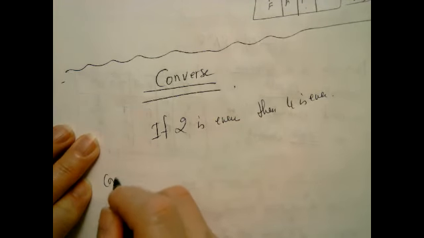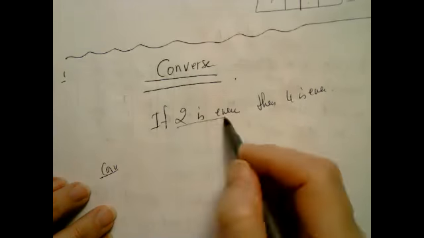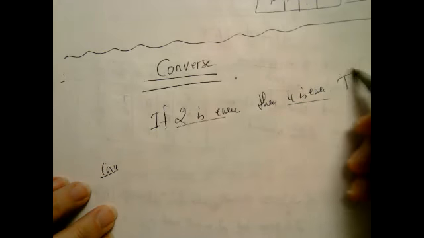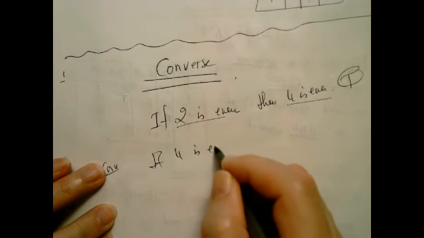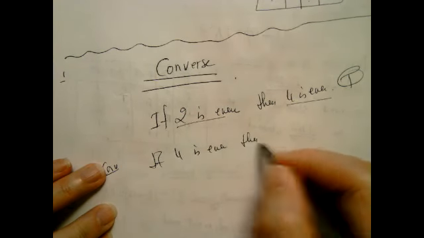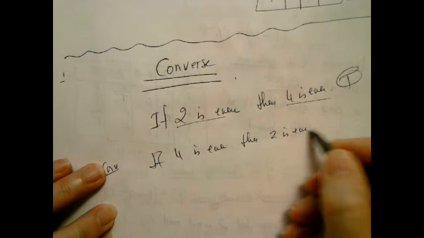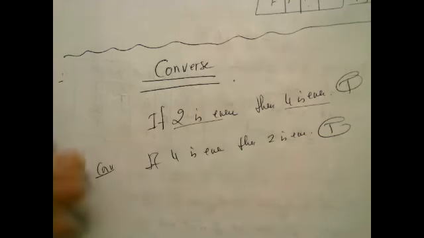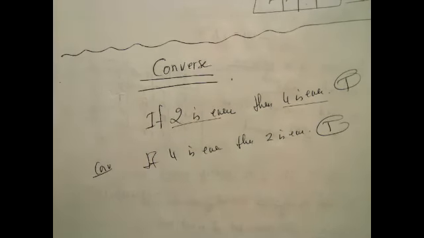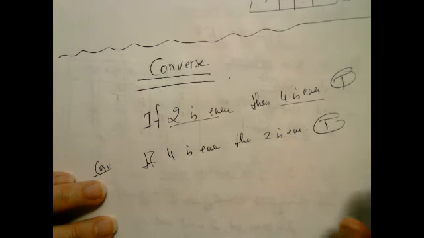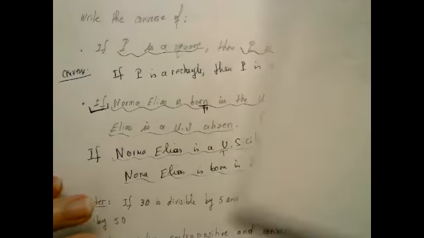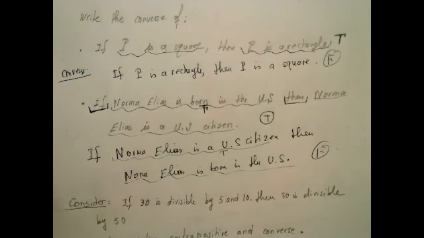So is this true? 2 is even, 4 is even, absolutely true. The converse, if 4 is even, which is true, then 2 is even. That's also a true statement. So the statement could be true and the converse false, or the statement could be true and the converse could be true. So there is not really any kind of relation between the statement and its converse in terms of their truth value. They could be either one.